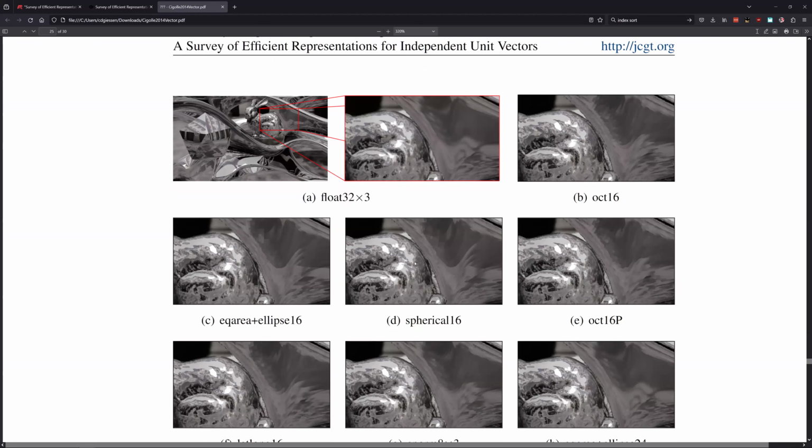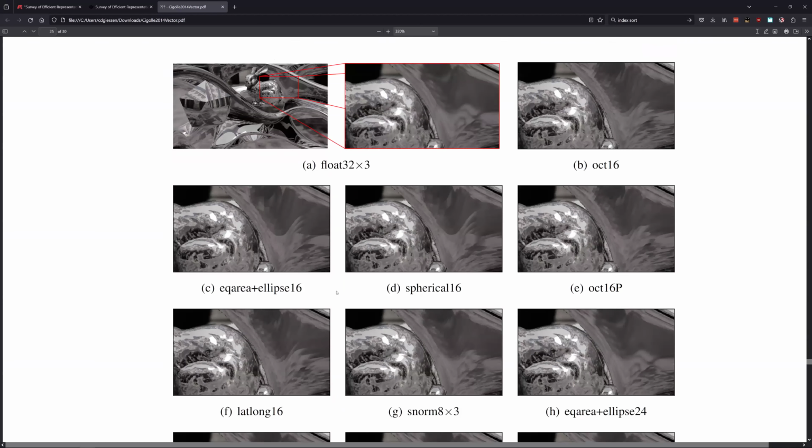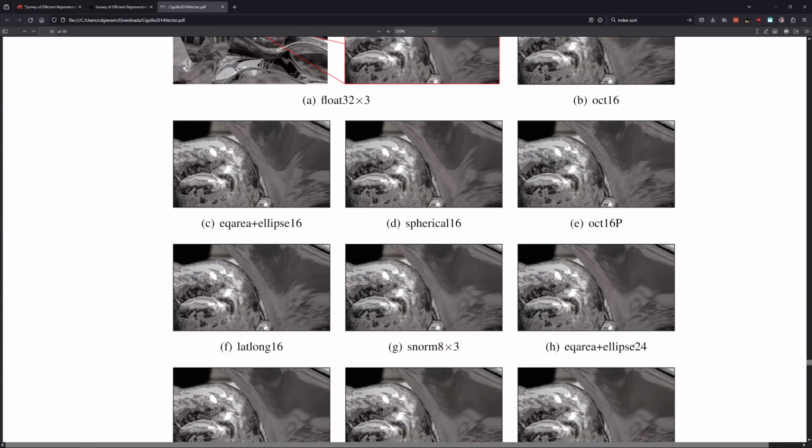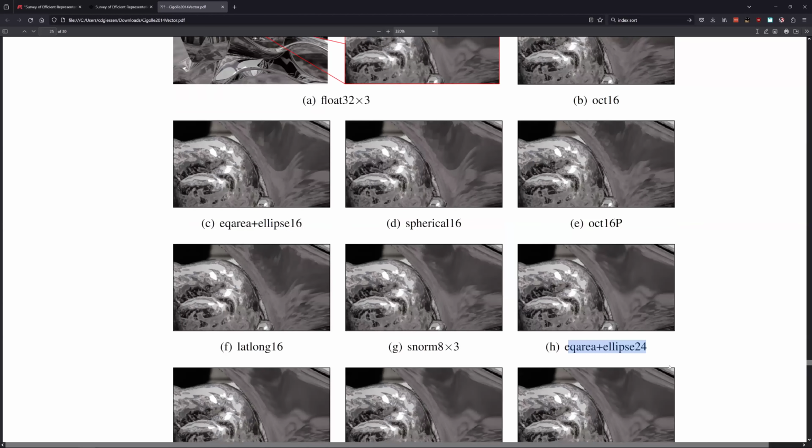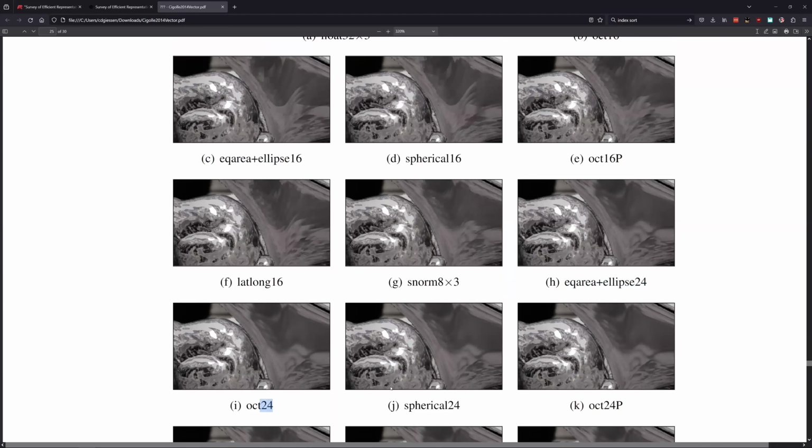Some close-up differences between the different formats. Our reference, which is this one, has nicely blended, smooth gradients. All of the 16-bit ones are just banded to different degrees. Even our 24-bit one here is still banded somewhat. The equal area and ellipse actually kind of look smooth. Same with octahedral 24 bits.